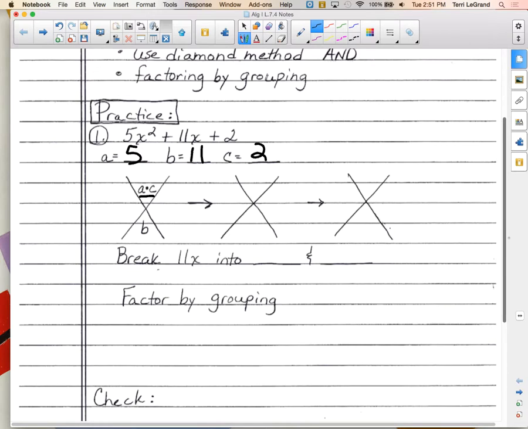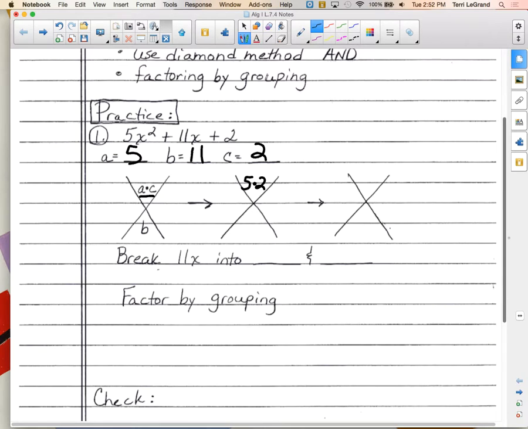Why didn't we have to do that yesterday? What would A times C have been yesterday? It would have just been C, right? Because 1 times C is C. So when A is 1, we don't have to go through as much work as we're going to have to do here, because it's an easier process. But when A is not 1, we first have to take A times C to get our top number. So we're going to take 5 times 2.